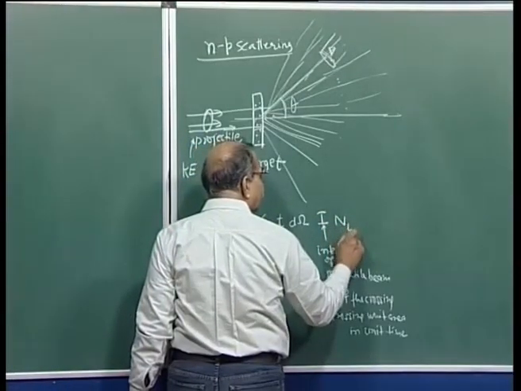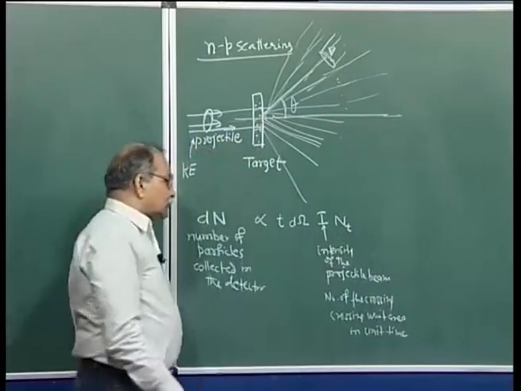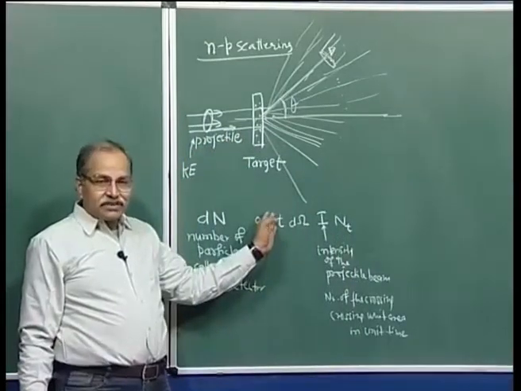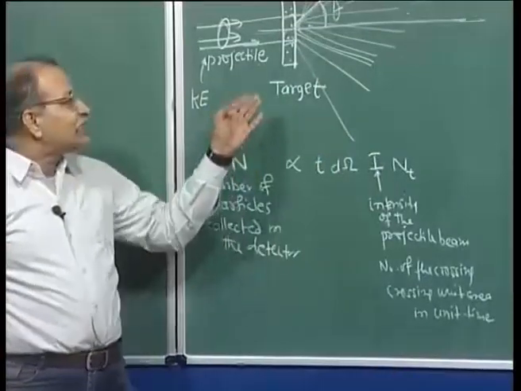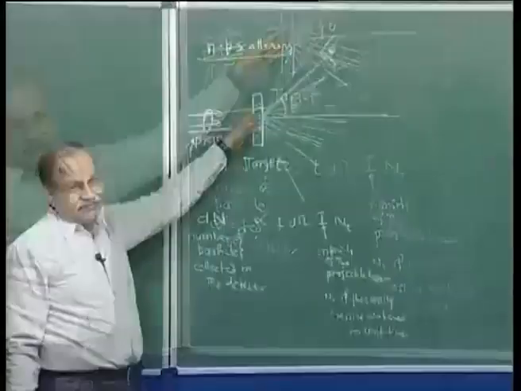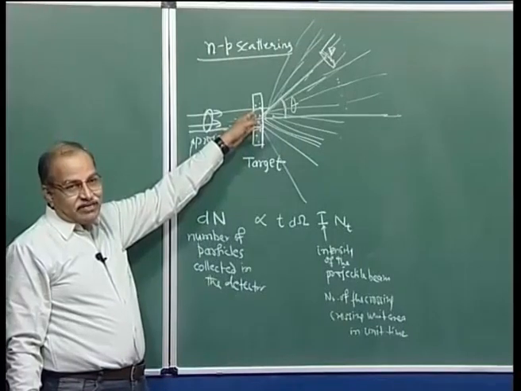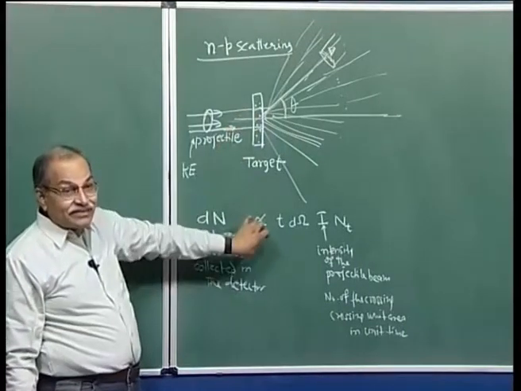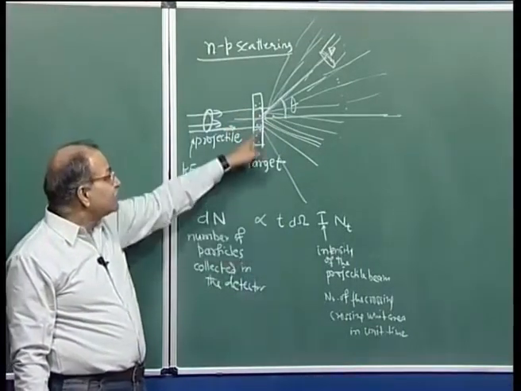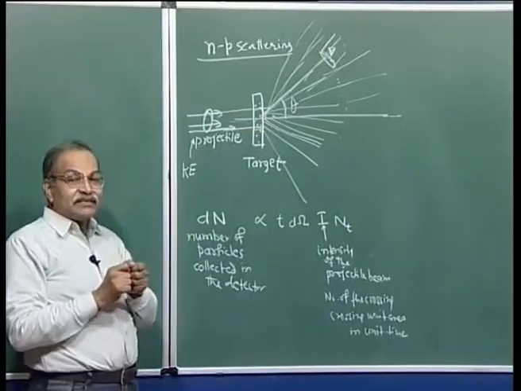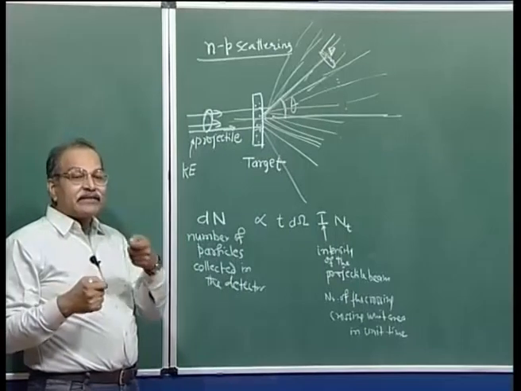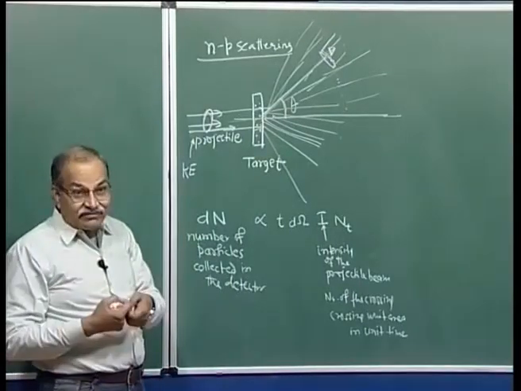So, these are trivial or obvious dependencies, it has to be proportional to that, whatever is the kind of interaction. But the proportionality constant is really related to the kind of interaction that the projectile particle and a target particle are having.